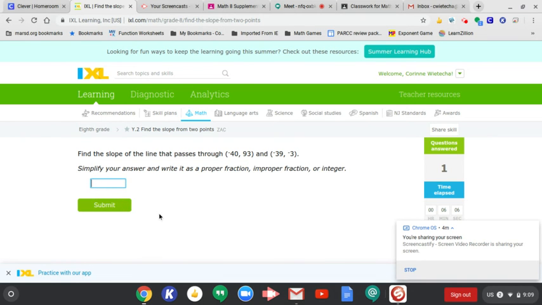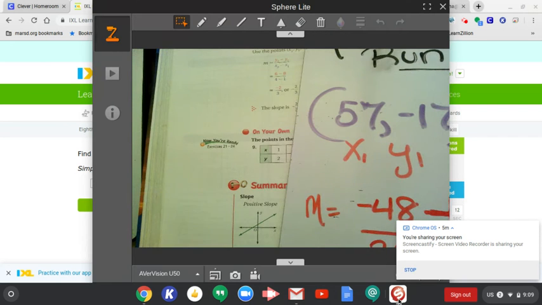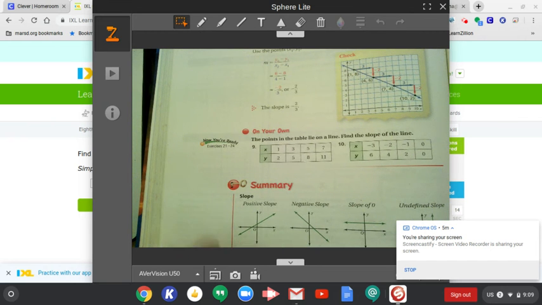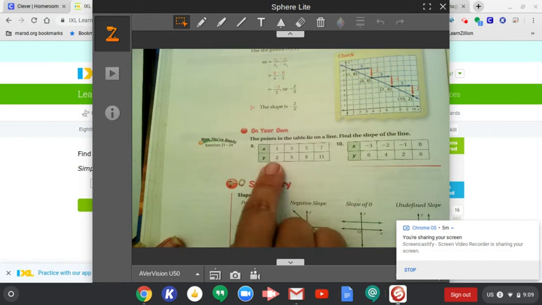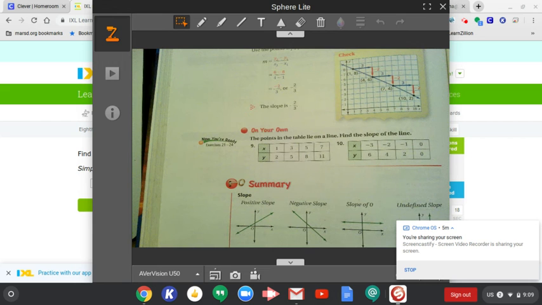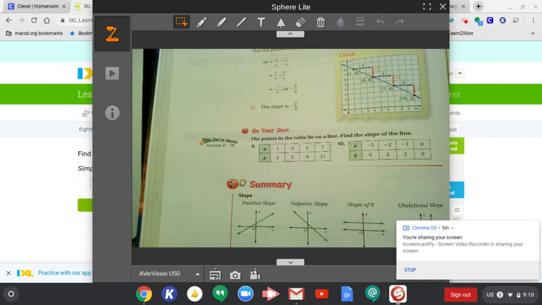Good job. Okay, so we're just going to keep going. Now let me show you how to do this with a table. Let's go back here and look at a table. So if you have a table of values and you want to find the slope, what you want to do is pick out 2 points in the table and use the slope formula like you just did. Okay, so let's try this.